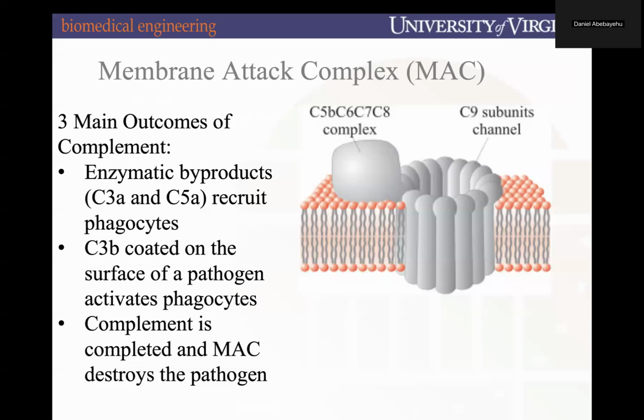C5a is an anaphylatoxin, it's soluble, it leaves and recruits immune cells. C5b is wedged in the surface. So when it comes to trying to figure out some of the patterns, C3b and C5b are wedged in the surface of the pathogen. C3a and C5a leave. They're anaphylatoxins, they're soluble factors in the blood, and they're going to be trying to recruit immune cells to this infection.